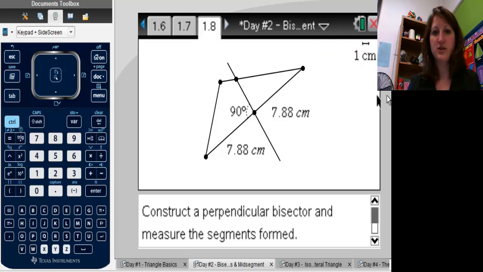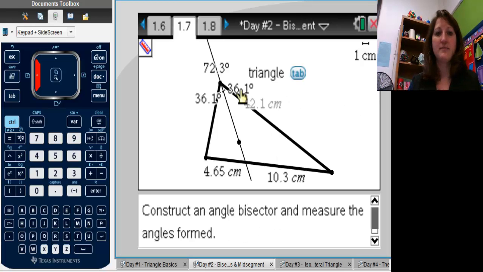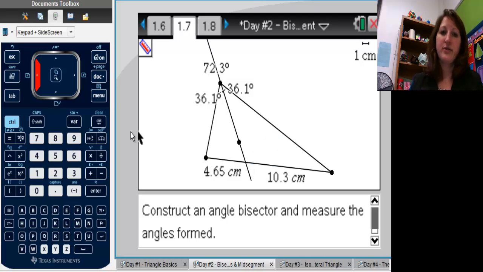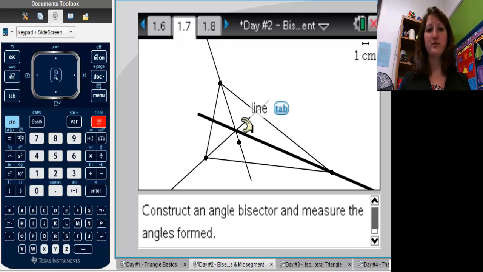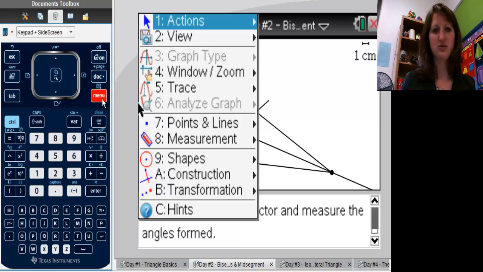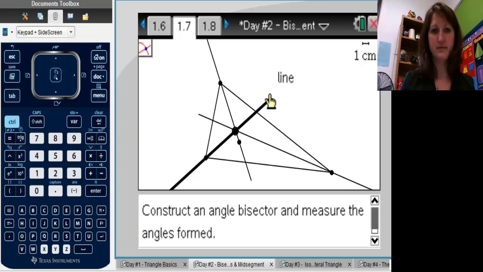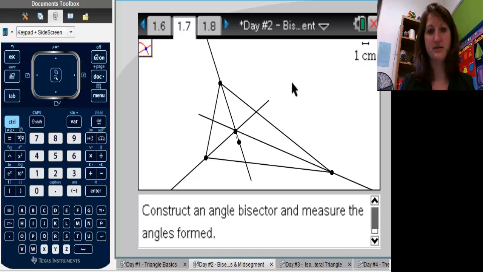All right, the last thing that I want to do is go back to the angle bisector picture. So if we go back to the angle bisector picture, what if I draw in all three angle bisectors? This point right here where the three angle bisectors meet is called the incenter. What I'm going to do is just put a point there. Okay, so that's the incenter.